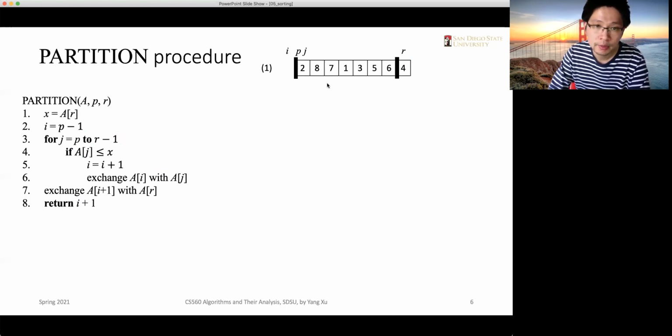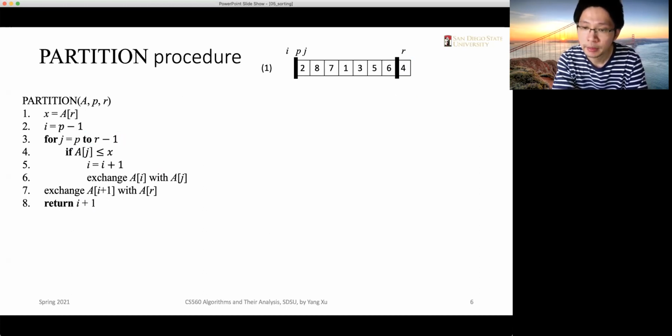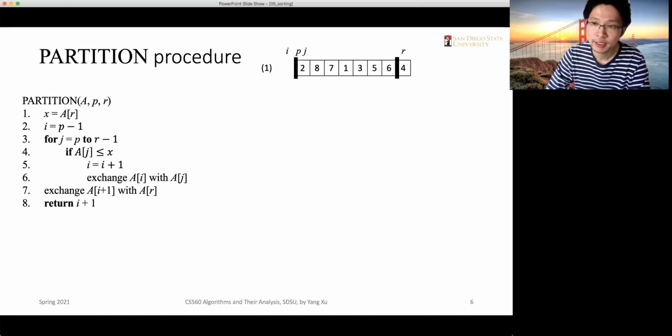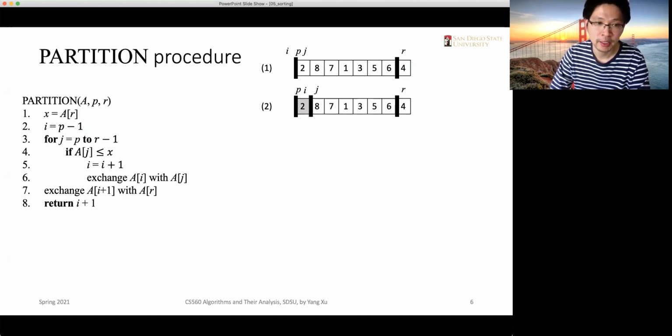Okay, so because initially the elements look like this, the last element is 4. We are comparing the first element 2 with 4, right? Which means 2 is smaller than the pivot, and we need to exchange A[i] with A[j]. But in this case, i plus 1 is the same value as j, so we are actually exchanging the same elements, which means we don't need to do anything.